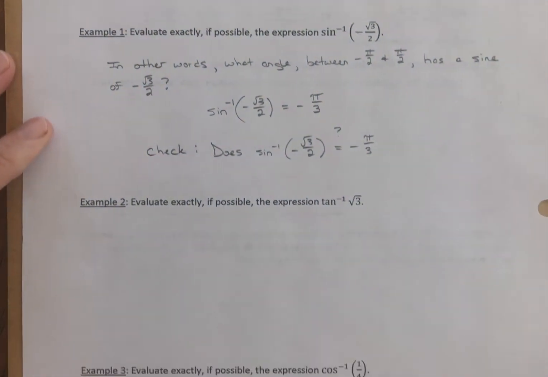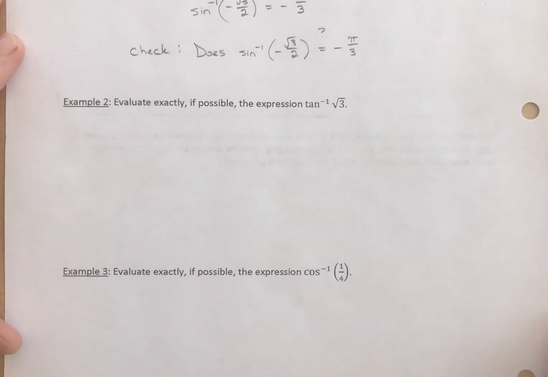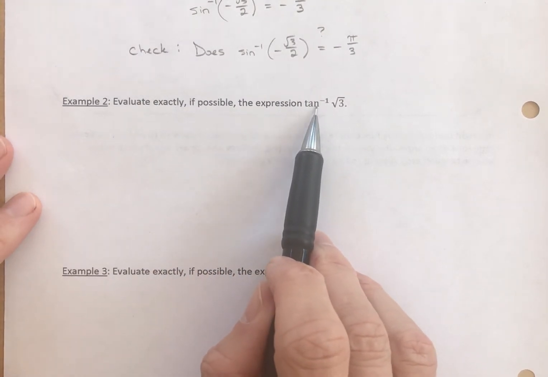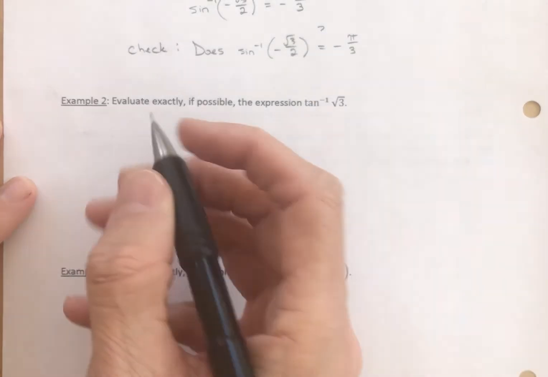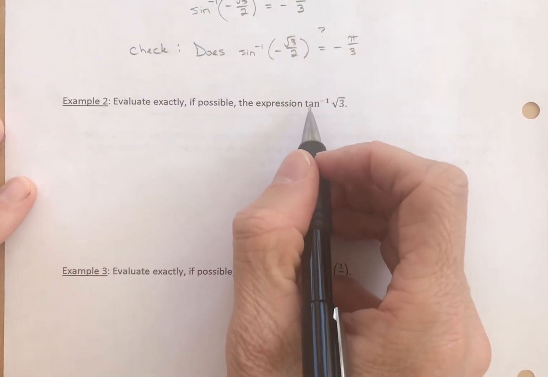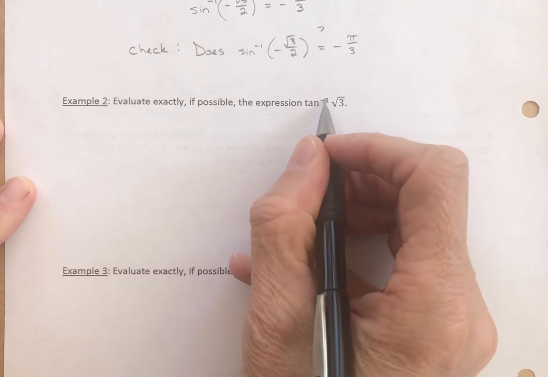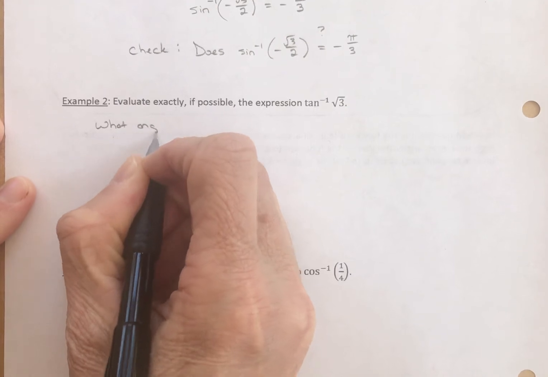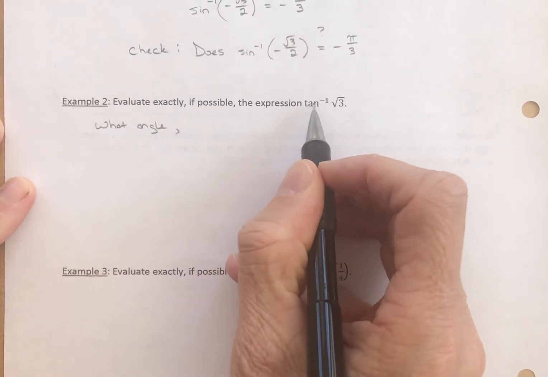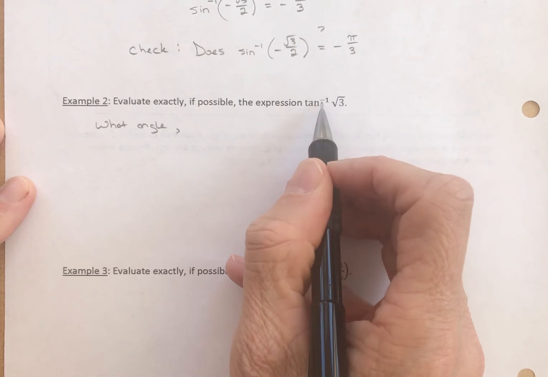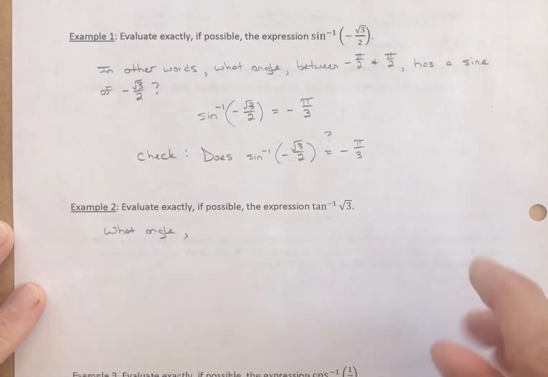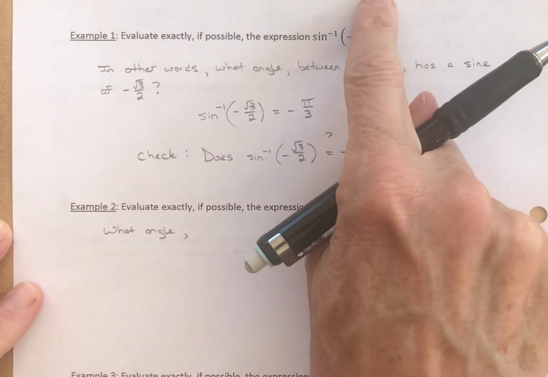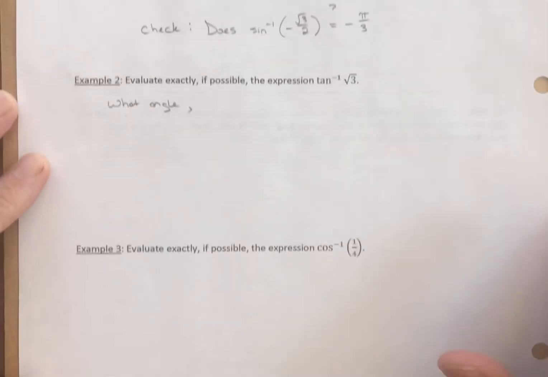Okay. So now you know how to check these. I won't worry about checking them again. Evaluate exactly, if possible, the expression, the inverse tangent of root 3. Okay, again, let's write down what that means. The inverse function gives us an angle. So, what angle? Okay, and we realize that we're going to restrict it because we don't want to get more than one answer, and our restriction for the inverse tangent function is the same as for the inverse sine function, from negative pi over 2 to pi over 2.